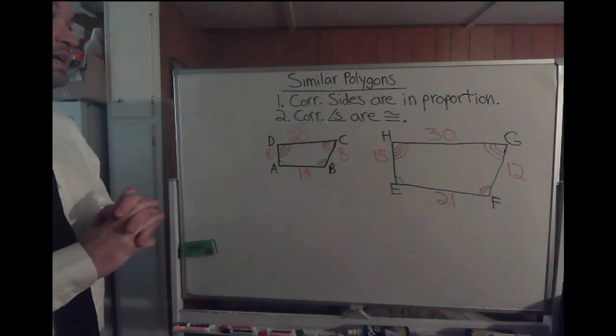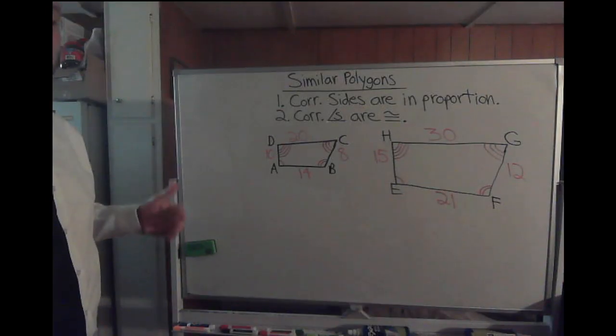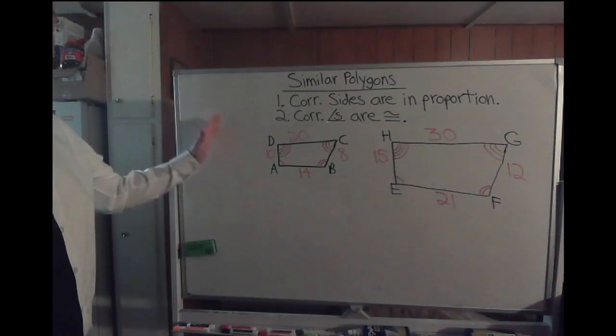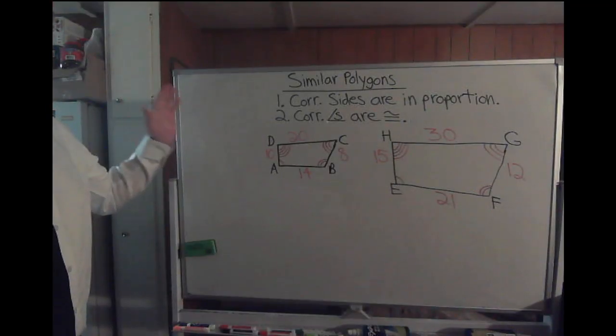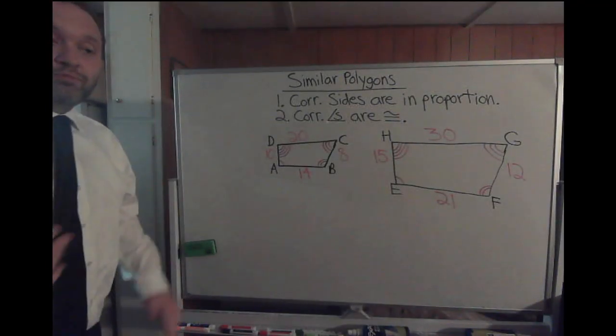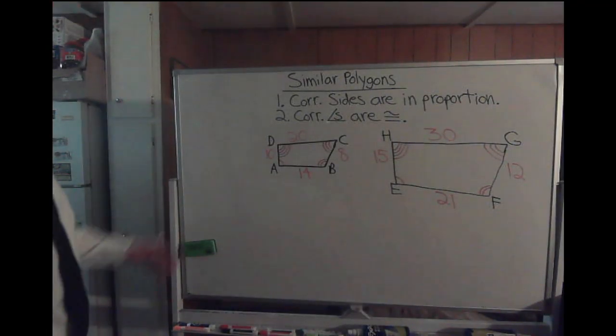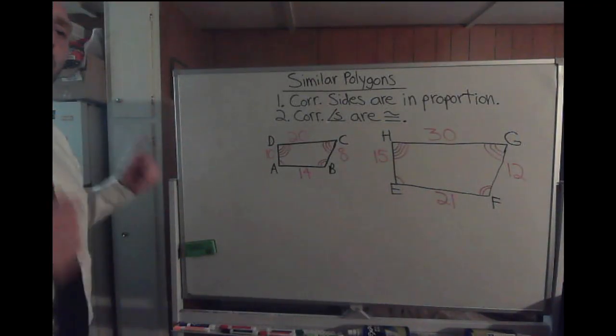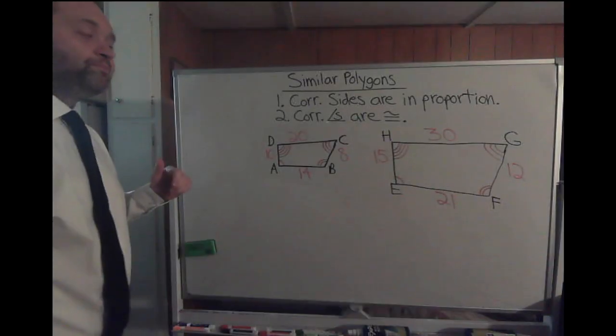So today we are going to start the geometry side of what we've been talking about. We are going to start talking about similar polygons. This will put ratios and proportion into application with geometry. So what does it mean for two polygons to be similar?